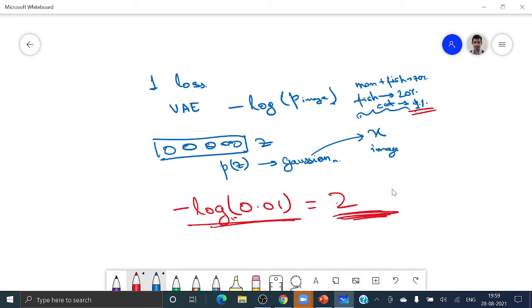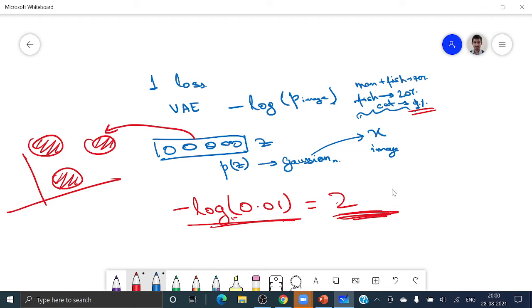So if there are many different modes of your data, many different Gaussians, you need to say that this Gaussian has high probability, this Gaussian has some probability, and this Gaussian has some probability. So your latent space, which is just one Gaussian, should flow using the neural network to all these three Gaussians.